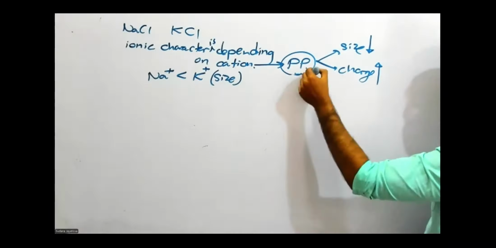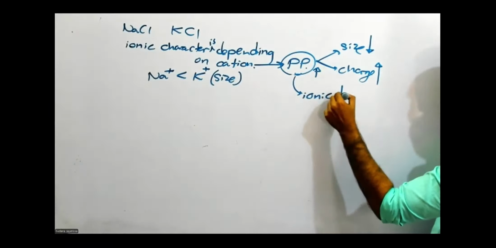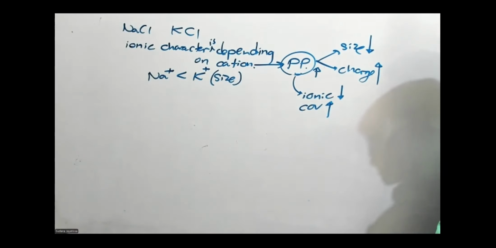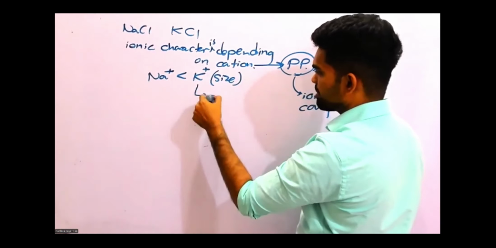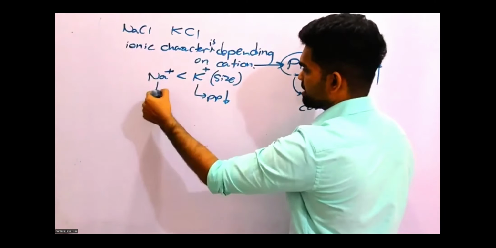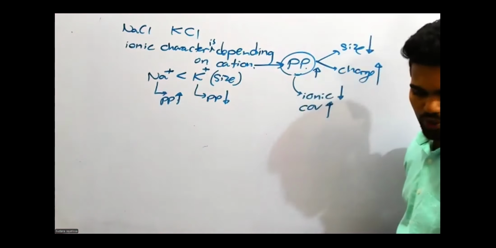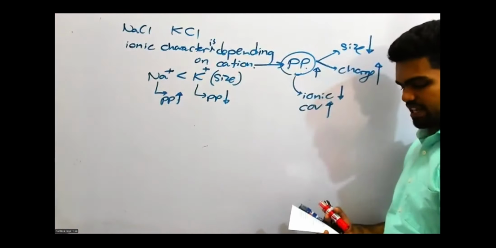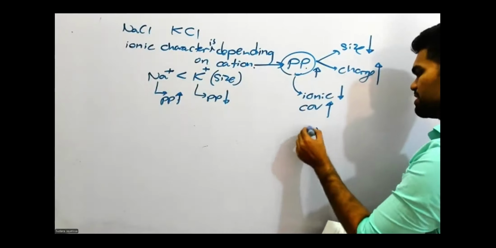So if polarization power is higher, what will happen to the ionic character? It will be lower. Covalent character will be high. Remember that also. Potassium plus has a lower polarizing power, and sodium plus has a higher polarizing power. So the ionic character of sodium chloride is lesser. That is true. So the first statement is true.